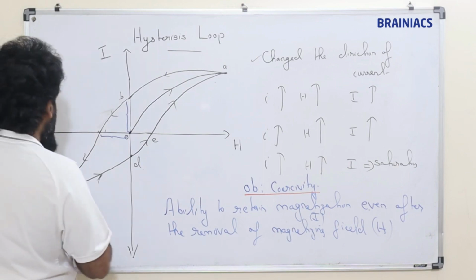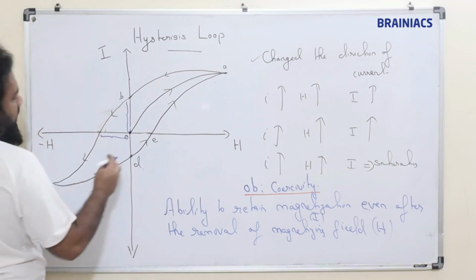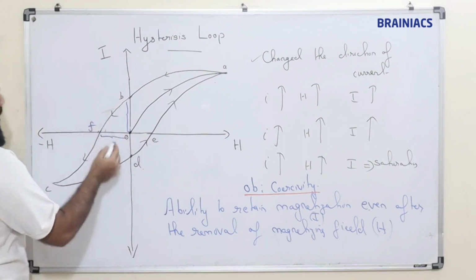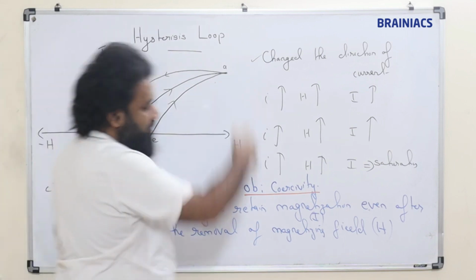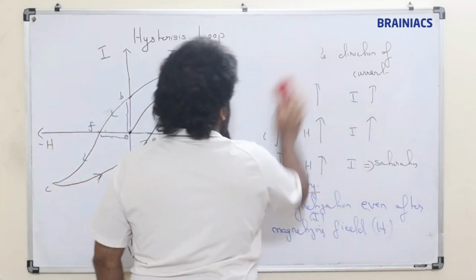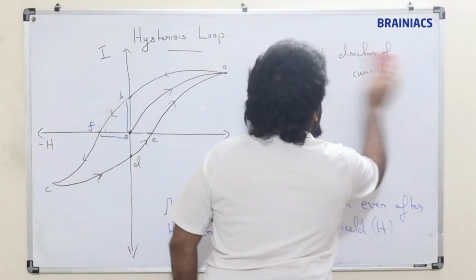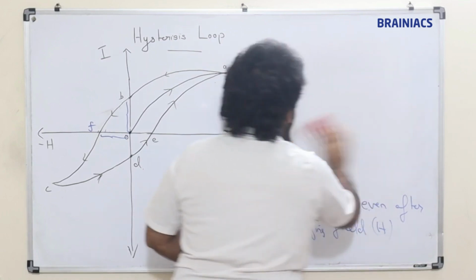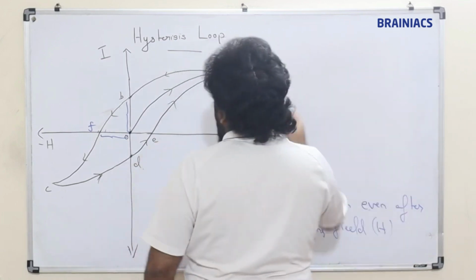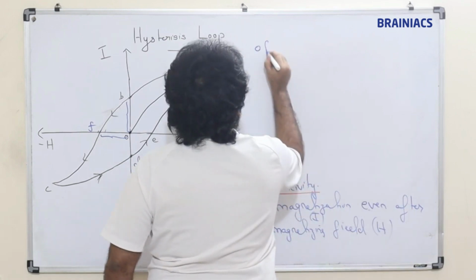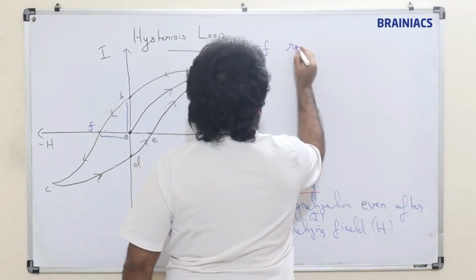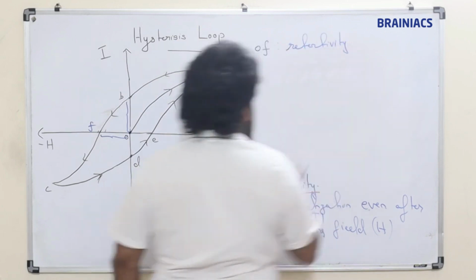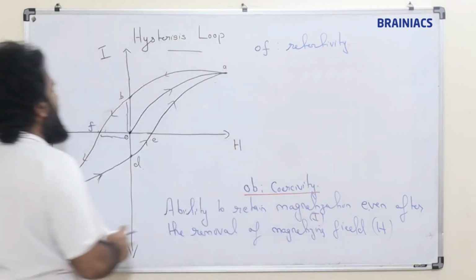Fine. Now suppose if I put A, B, C, D, E, okay, let me put here F. Okay, O, F. Okay, shall I erase this part? OF. OF is nothing but retentivity. This is coercivity, this is retentivity.